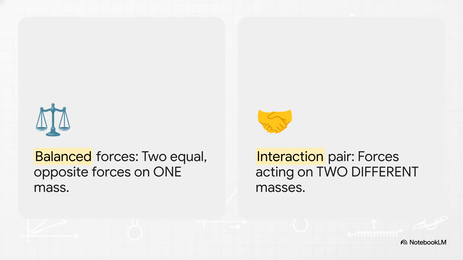Picture balanced forces first. This is when you have two equal and opposite forces acting on one single mass. Imagine two people pushing on opposite sides of the exact same box. The net force is 0, so the box goes nowhere.